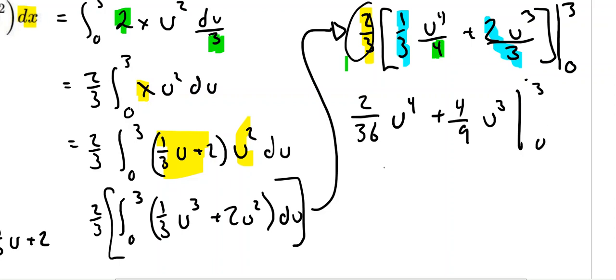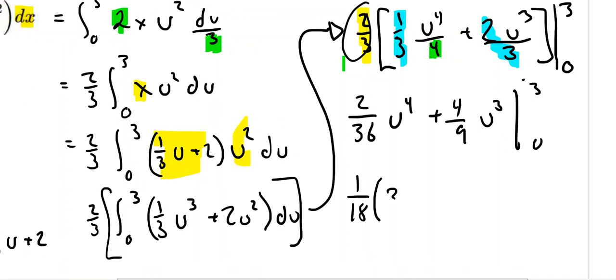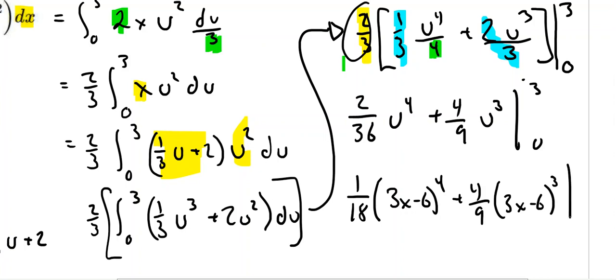But we've got to substitute the x's back in, and I can reduce 2 over 36 to 1 over 18 times, what was my u again? u was equal to 3x minus 6 to the 4th plus 4/9 times 3x minus 6 cubed, and all of that being evaluated from 0 to 3.